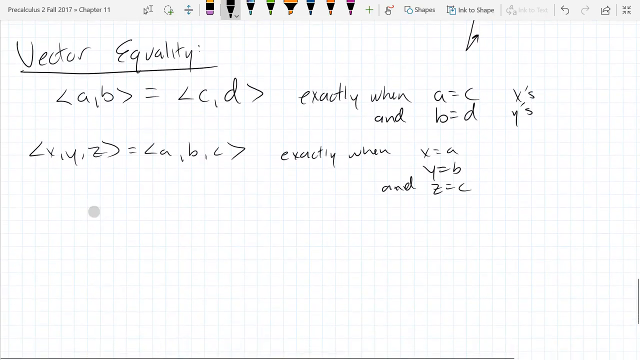Vectors absolutely exist in four dimensions, five dimensions, and all positive integer dimensions. And everything I'm telling you works for all those as well. You just match all their coordinates.